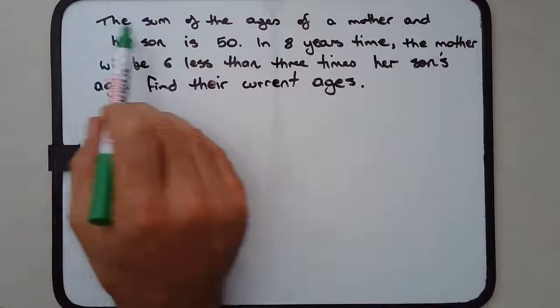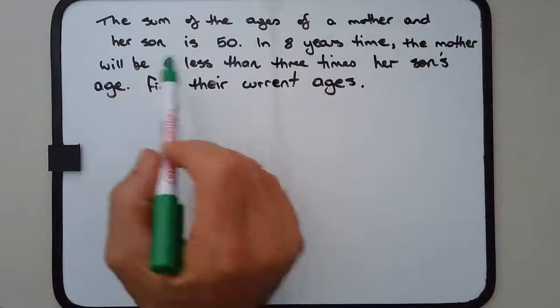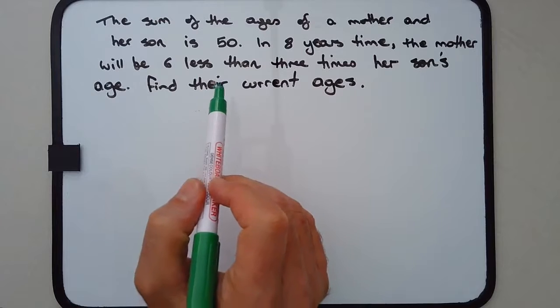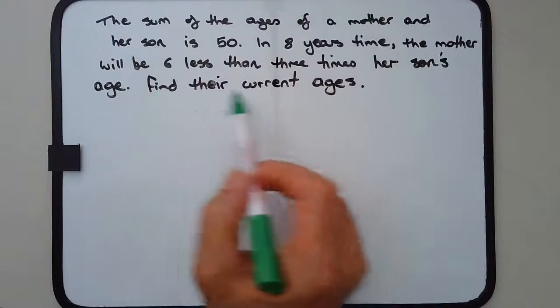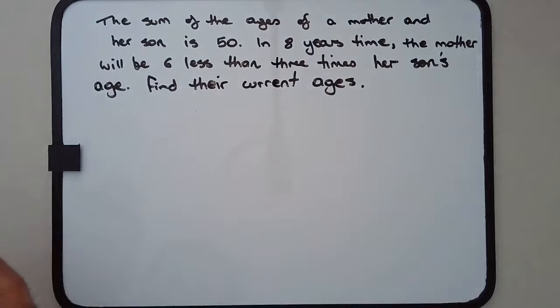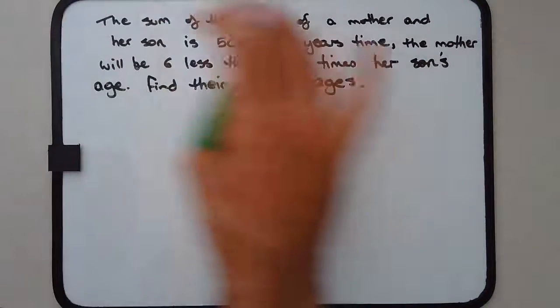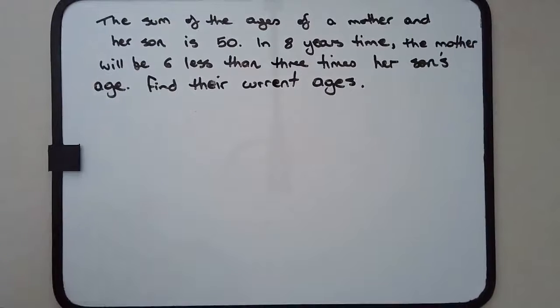Okay, so let's just break it down one step at a time. Let's read the first line. The sum of the ages of a mother and her son is 50. This is what we're trying to find, the ages of these two people, because it says find their current ages. So this is where we're going to translate the English text into the language of algebra. And that's what algebra is in mathematics. It's a language. It's a bunch of symbols that we can use to represent some logical statement, some relationship.